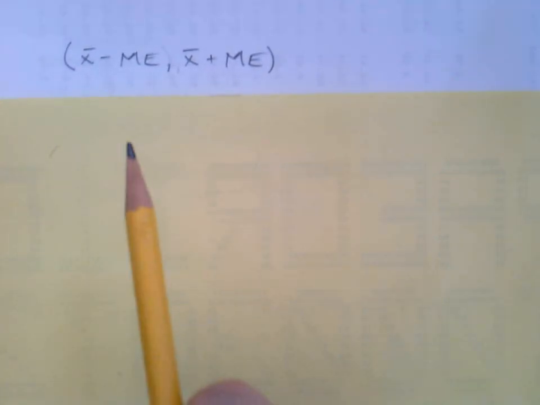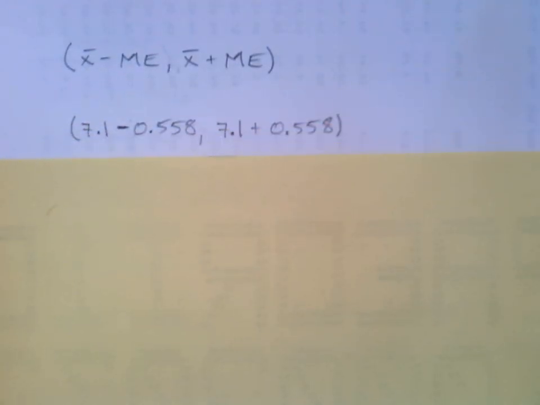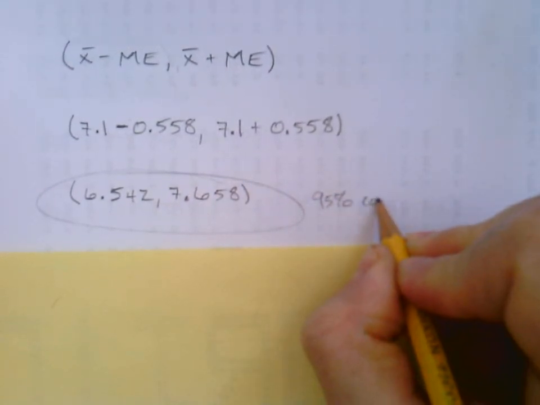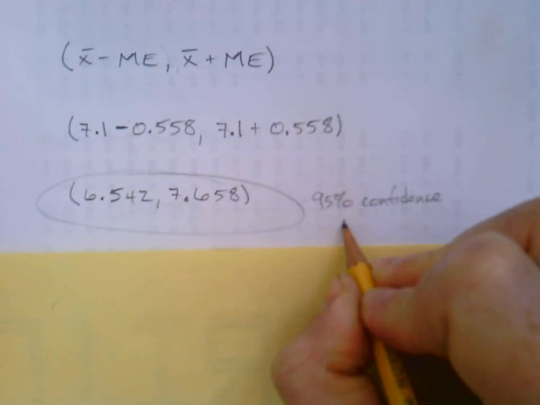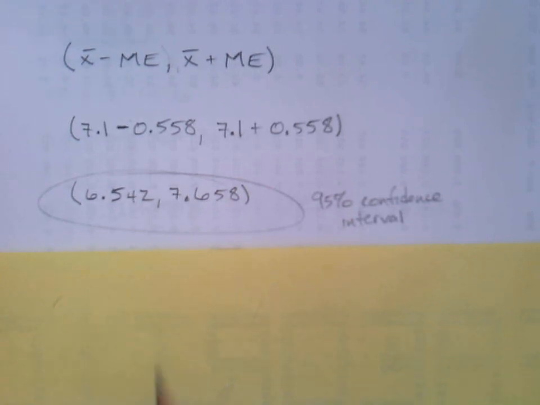To finish it off, we're going to take our point estimate and we subtract the margin of error, we add the margin of error. Our point estimate from the beginning was 7.1. So we'll add and subtract 0.558. And here's our final answer. That's our 95% confidence interval. 6.542, 7.658. We are 95% confident that the real population mean falls somewhere between these two values.